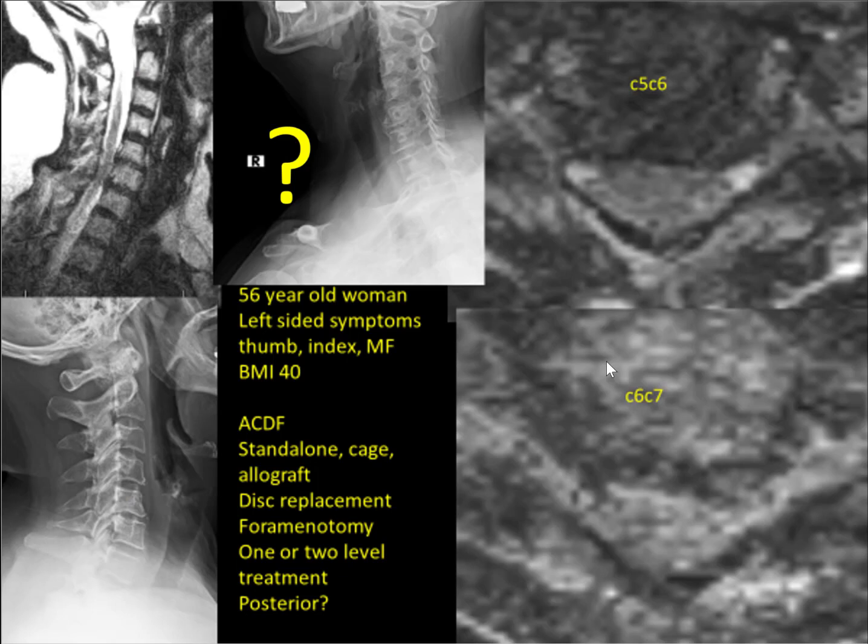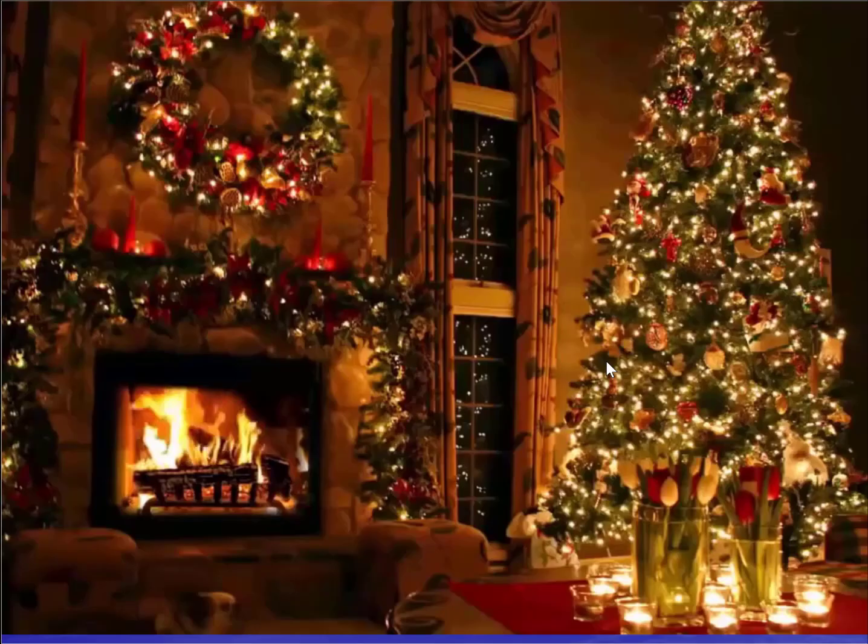Okay, so now what to do? So any questions so far? Yeah. What treatment is going to do a discectomy compared to the rest of the fusion? When would you do a discectomy only versus a fusion? At what point would you decide to do the fusion?